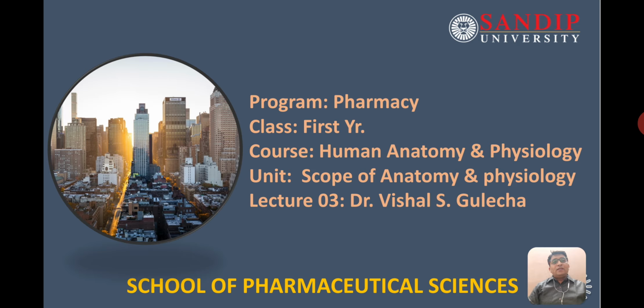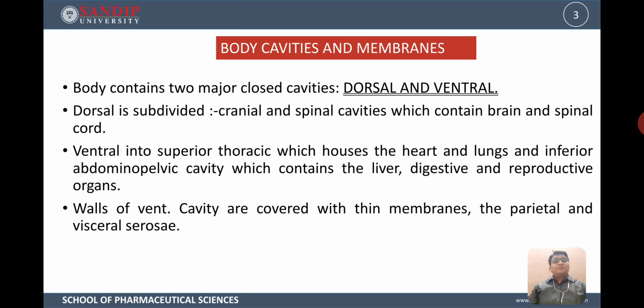So today we can discuss the body cavities and the membranes. Basically, the body contains two major cavities. First one is dorsal and second one is ventral. Dorsal is subdivided into cranial and spinal cavities, which contain the brain and the spinal cord. Ventral into superior thoracic, which houses the heart and the lungs.